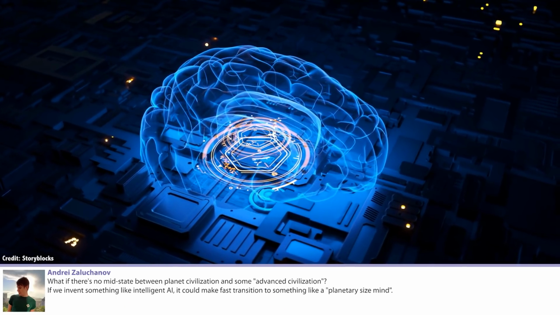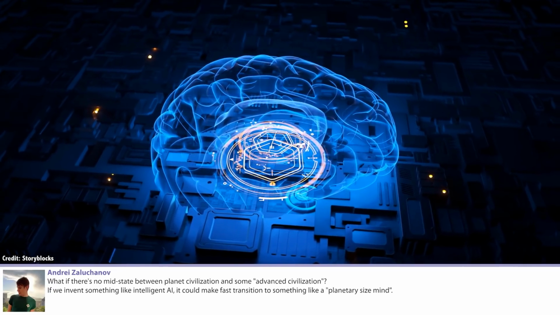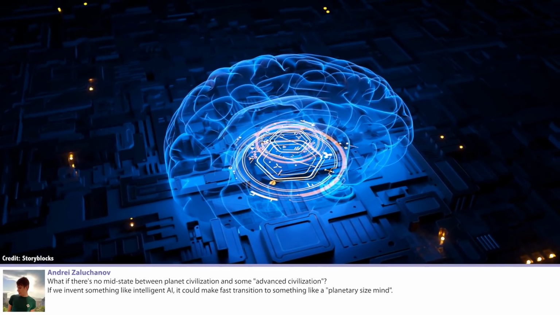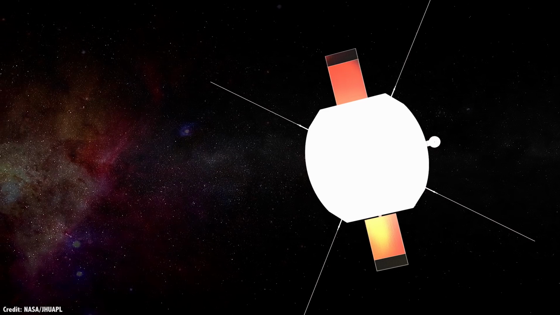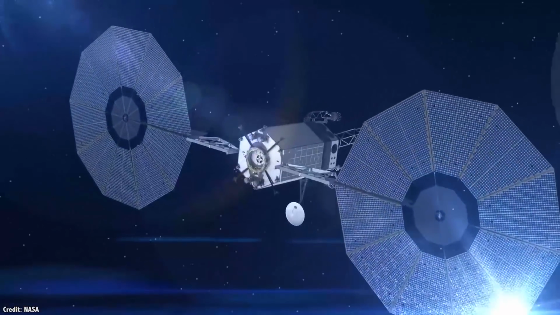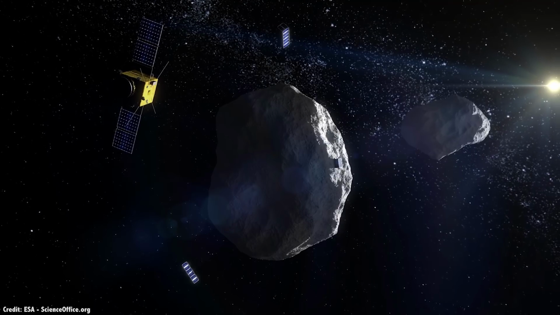Andrei Zalukhanov: What if there's no mid-state between planetary civilization and some advanced civilization? If we invent something like intelligent AI, it could make the fast transition to something like a planetary-sized mind. It's a great question. It's an interesting thought experiment, but it's actually more terrifying than you think, more troubling. There's this idea of artificial intelligence, the idea of von Neumann probes, that we eventually build self-replicating robot probes. We send them off to other star systems. They build more copies of themselves. They go off to other star systems and continue on outward into the universe.